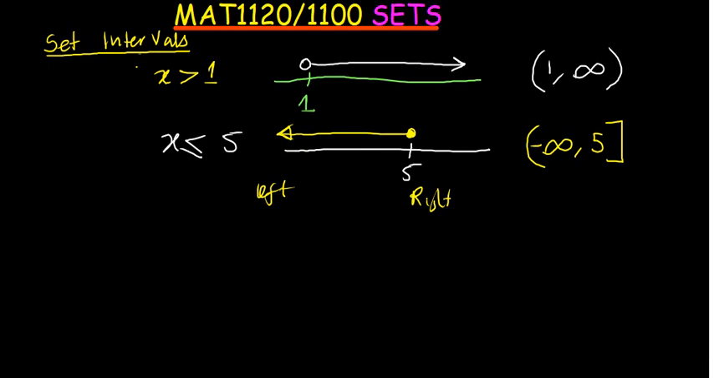If you write this as 5 comma negative infinity, this is very, very wrong. Why? You can't write a big number and then a small number. That can't happen. You first write a small number and then a big number.